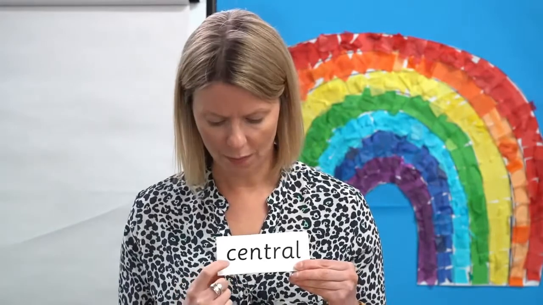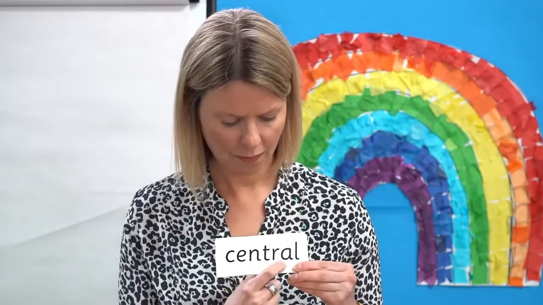Let's read some words with graphemes we already know. Have a look at this word and remember, in this word, this letter says S. Read each sound as I point. Now blend and read the word. Central. Something that is in the middle is central.